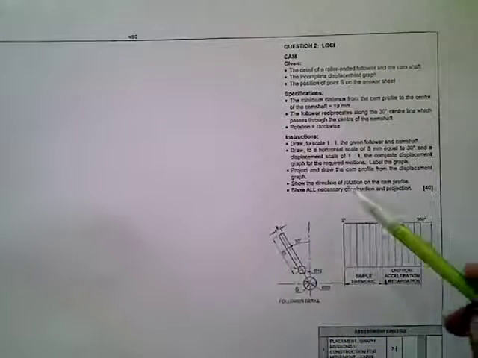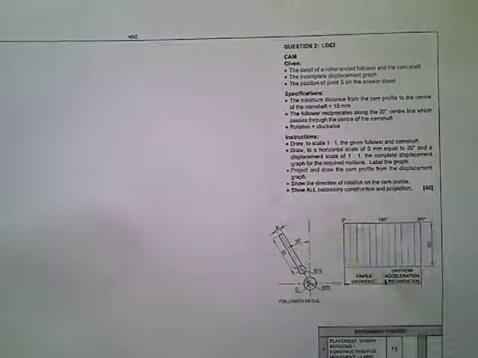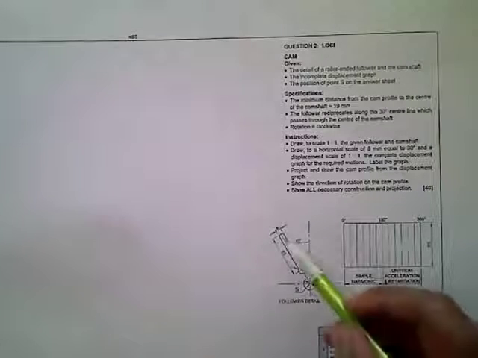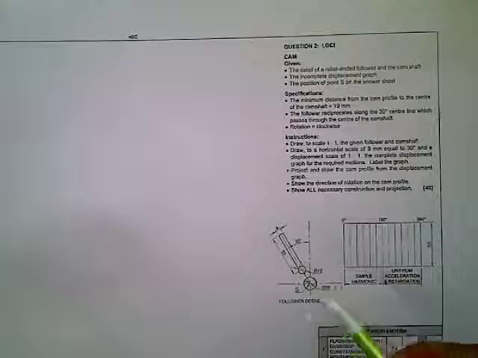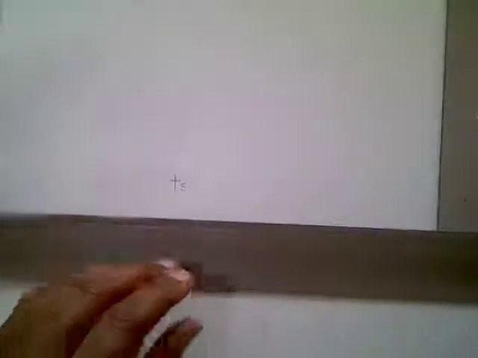We'll put an arrow. The instruction: draw to scale 1:1 the given follower and the camshaft. Let's draw the given follower. Here is a cam follower and the camshaft. I'm drawing on a separate paper.